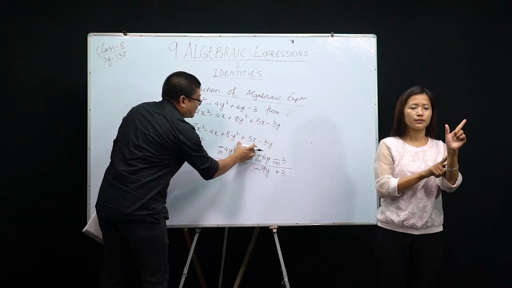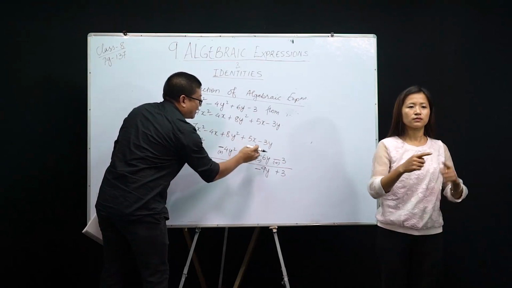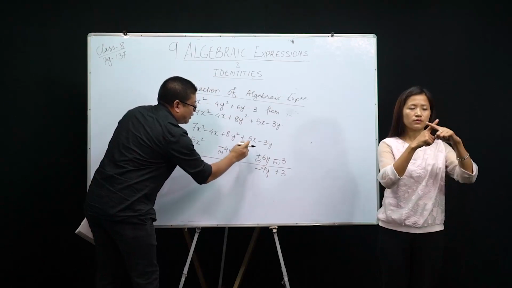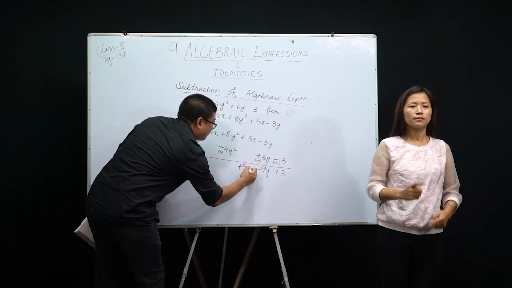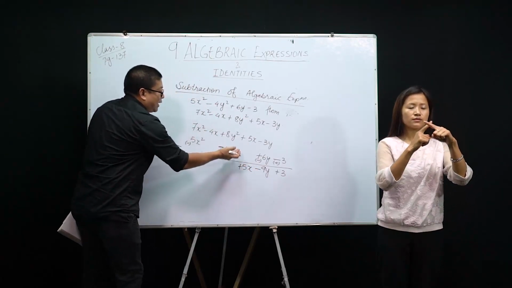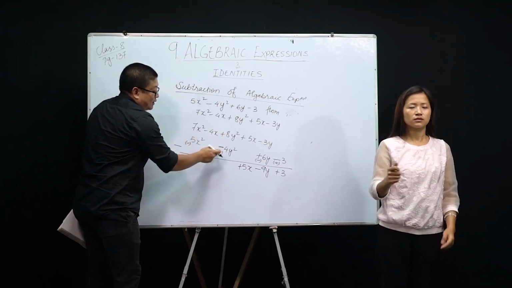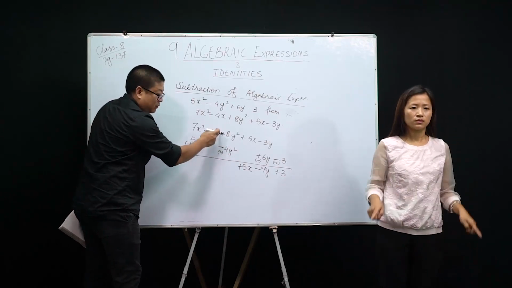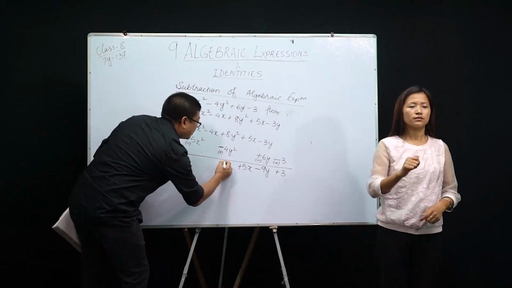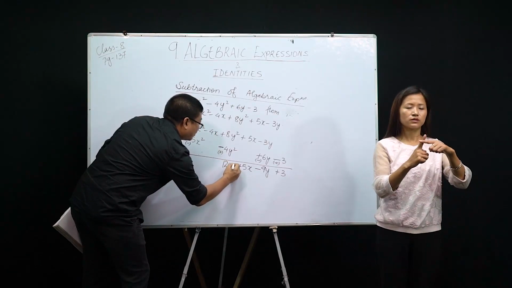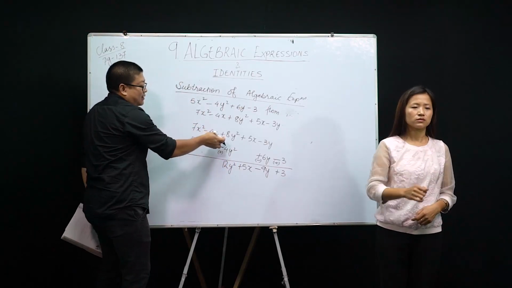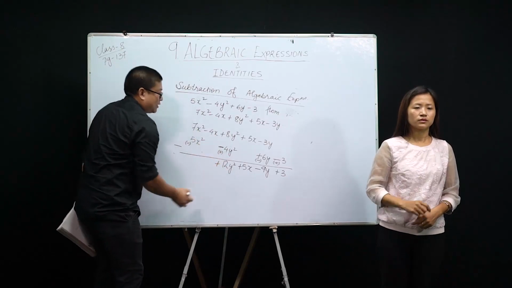If you come to the next term, it is plus 5x. This is the only x term given here, so we will simply write plus 5x. Coming to the other term, if you look at the signs, both of them are plus now. So you will add them. 8 plus 4 is 12. Y square will remain as it is. And since both of them are plus, you will write plus.